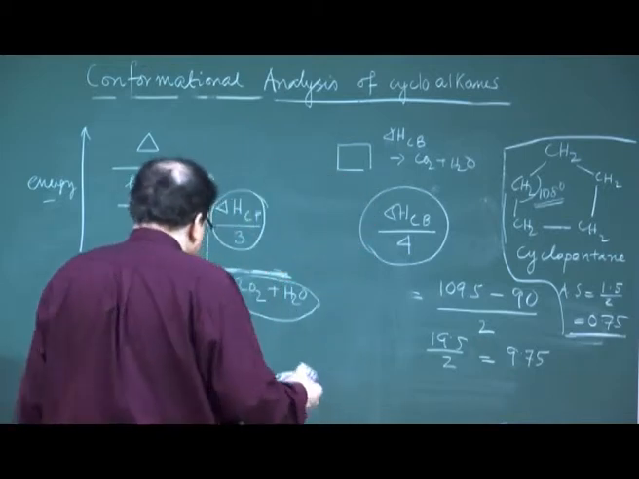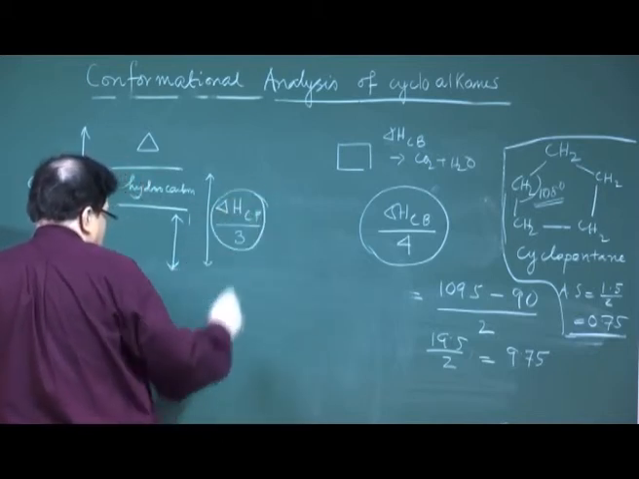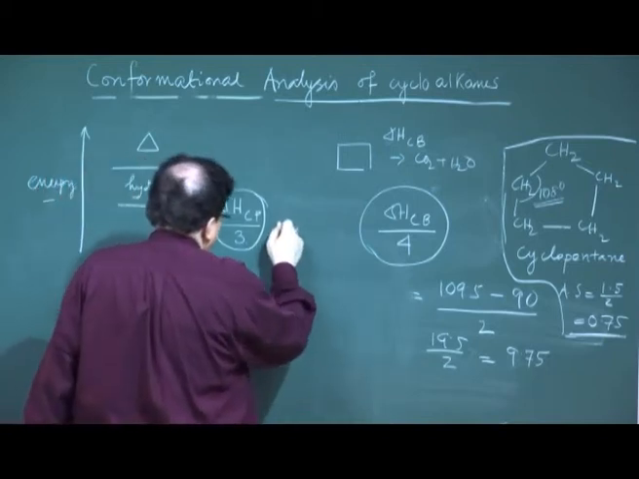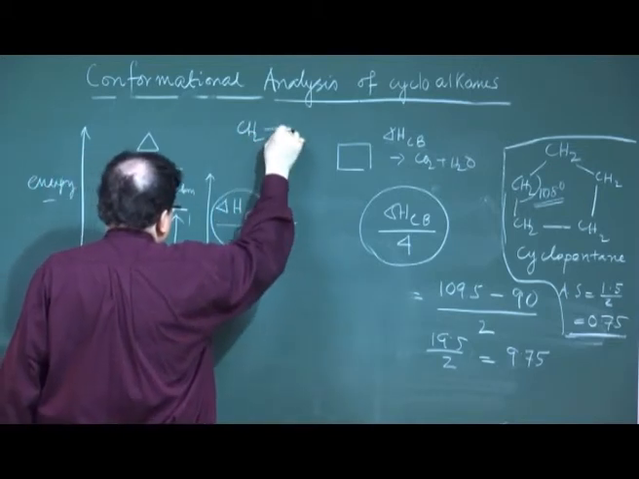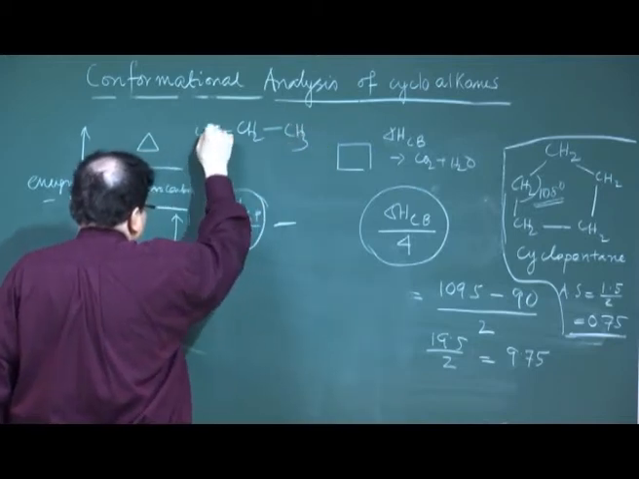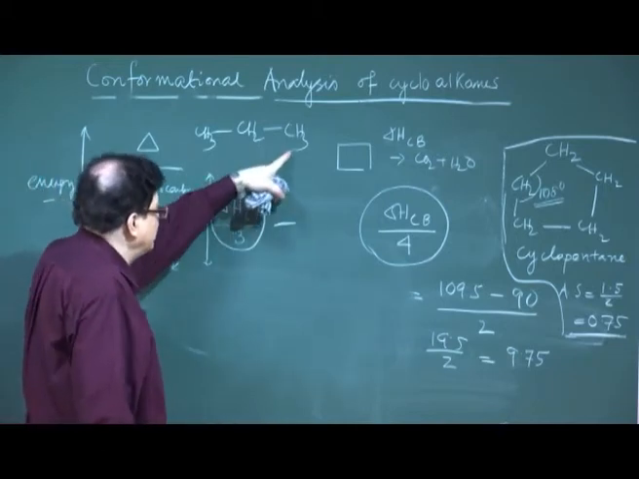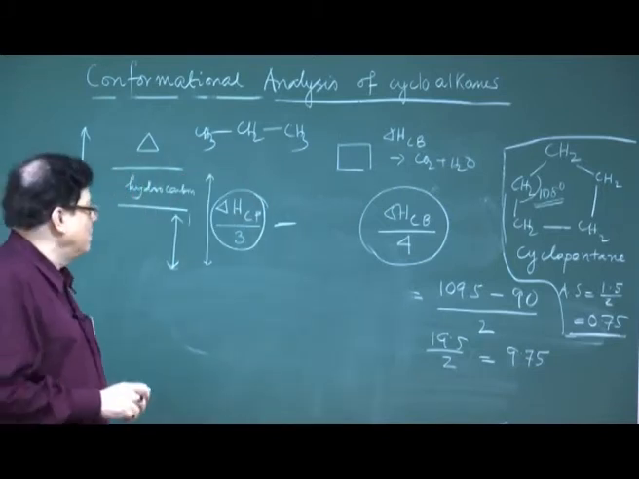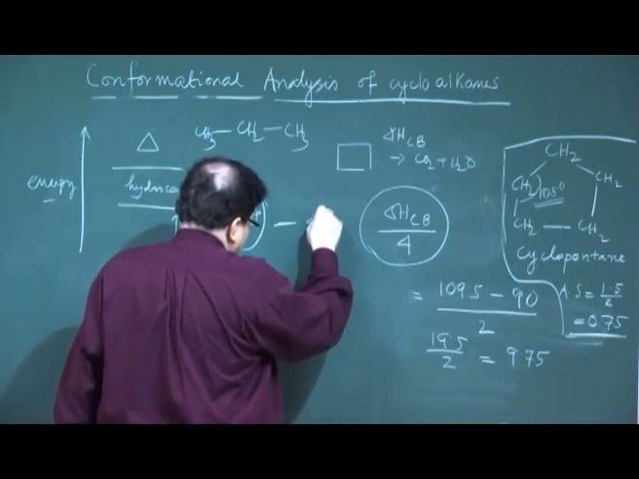Some books write it this way: they compare the heat of combustion per methylene. If you take a linear hydrocarbon compound, suppose n-propane, and burn it, you see how much heat is liberated per methylene in a linear compound. Suppose that value is delta x. So, that is a constant value.